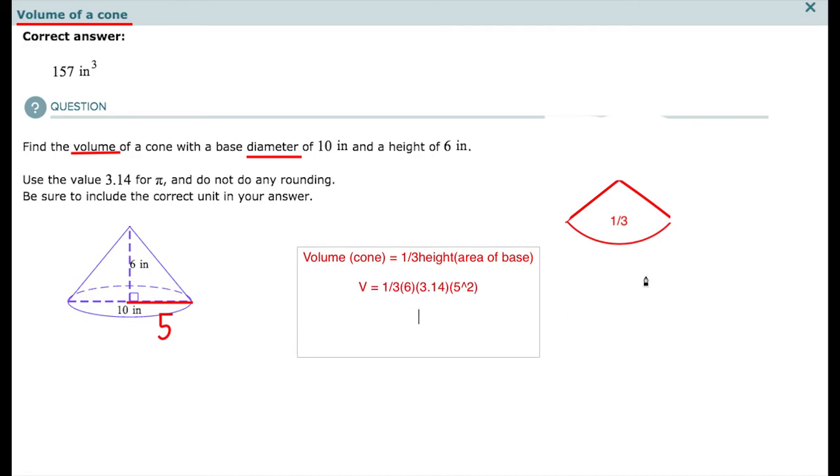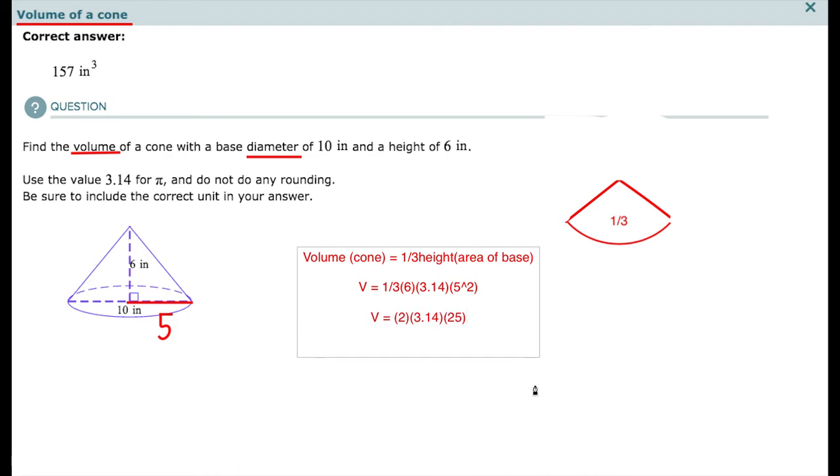Okay, so since this is all multiplication and division, we can just do it all at once. 5 squared would be 25, and 1/3 of 6, that's like saying 1/3 times 6, which is 6/3, or even think of it as 6 divided by 3, which is 2. So volume equals 2 times pi times 25.